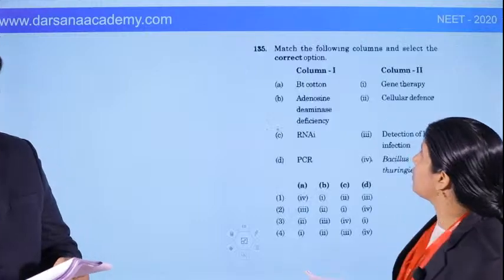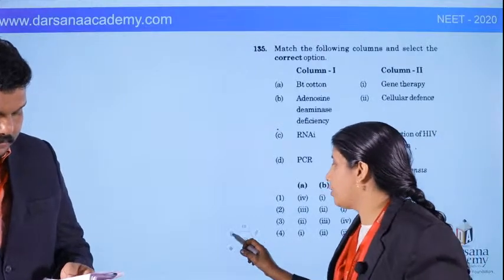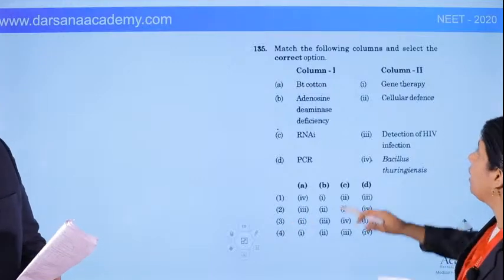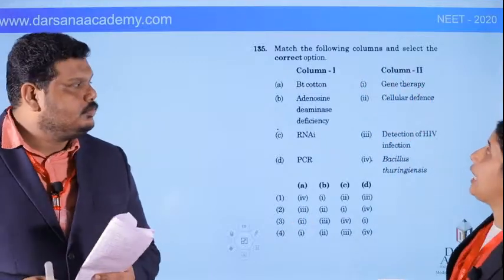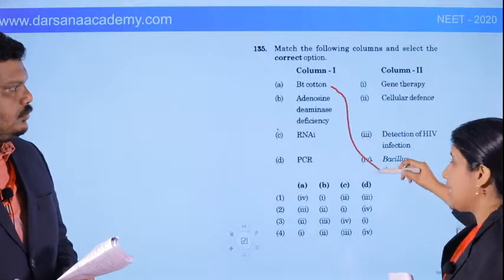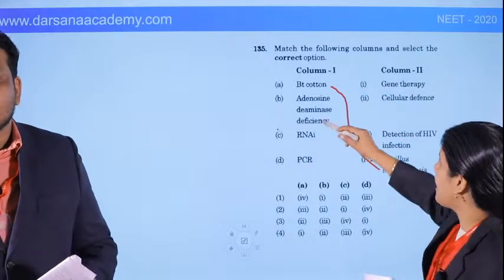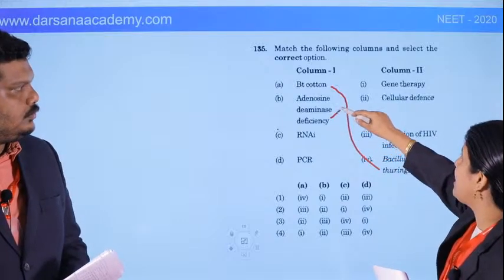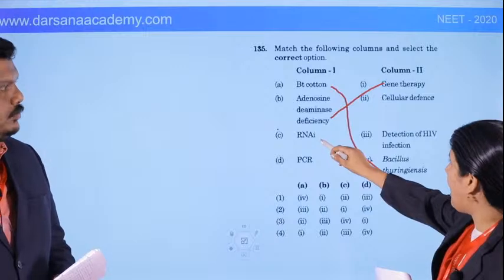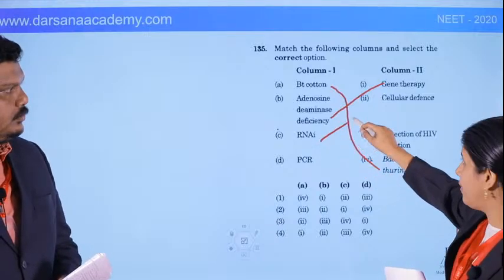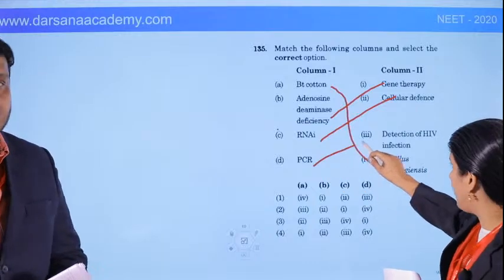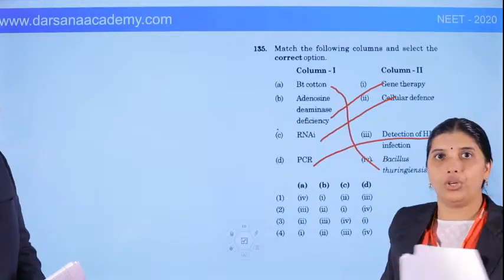And what about the next question? That is from biotechnology applications, also a very important area. It is a direct question, very easy. Match the columns and select the correct option. Bt cotton, Bacillus thuringiensis. Next, adenosine deaminase deficiency, gene therapy. RNA interference, cellular defense in eukaryotes. And PCR, polymerase chain reaction, detection of HIV infection. We know all these concepts.